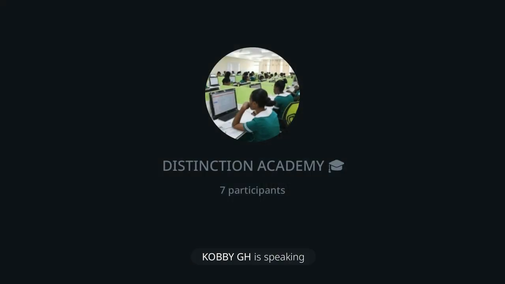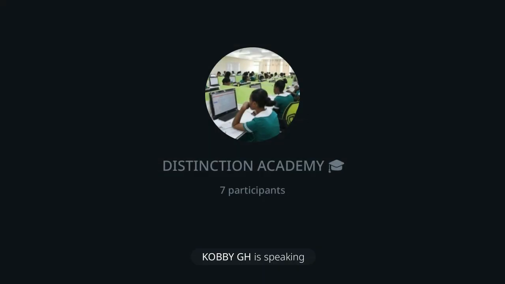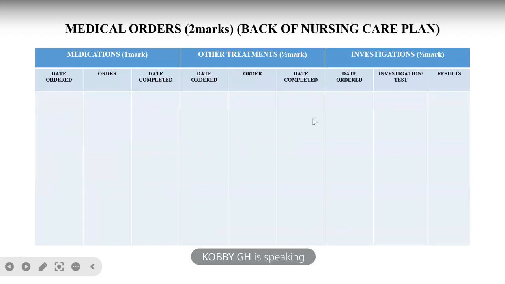Okay, good. The allergies are also assessments. And even the patient problem and patient strengths. If you don't do assessments, you can't get patient problems and patient strengths. Remember, assessments can also include just observation. Is that okay? The things that you write here are all part of the assessment. So the routine care falls under the assessment in the nursing process. Then the medical orders, all these things fall under assessment. So the medical orders, the medication that the patient is taking. Are there any other treatments that have been performed for the patient, and then the investigations? All these things come under assessment.